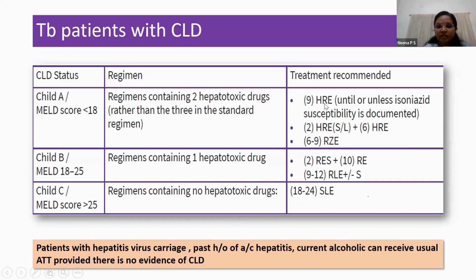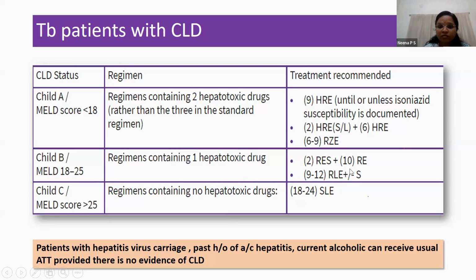That is 9 months of INH, rifampicin, ethambutol, or you can give HRE with streptomycin and levofloxacin along with 6 months of HRE, or you can give 6 to 9 months of rifampicin, pyrazinamide, ethambutol. These are different regimens that can be given with the 2 hepatotoxic drugs. And if it is Child B, it's a moderate disease, you can give only 1 hepatotoxic drug.